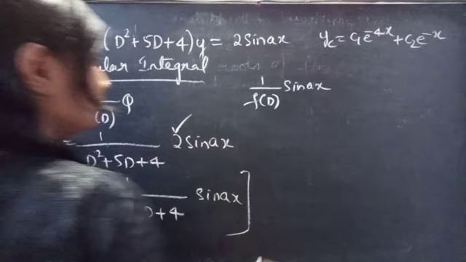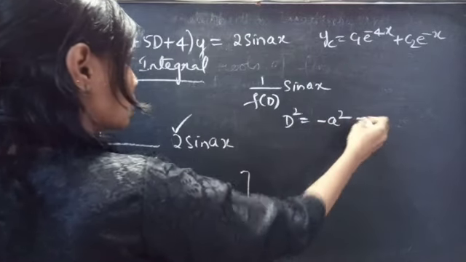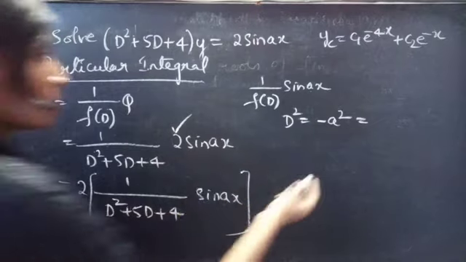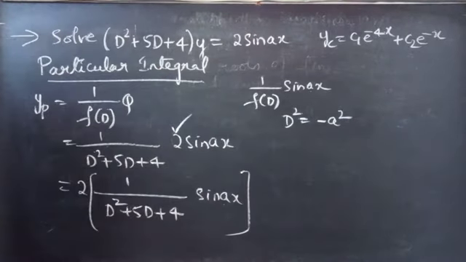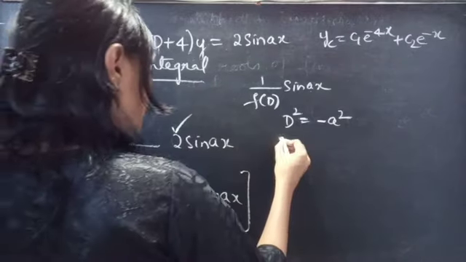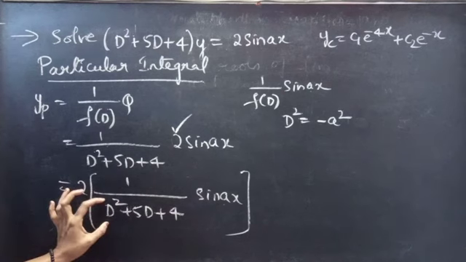Now, D squared is given by minus a squared. Here also we have for a equals to a. So D squared is given by minus a squared. We need to find what happens if we replace D squared by minus a squared in the denominator.